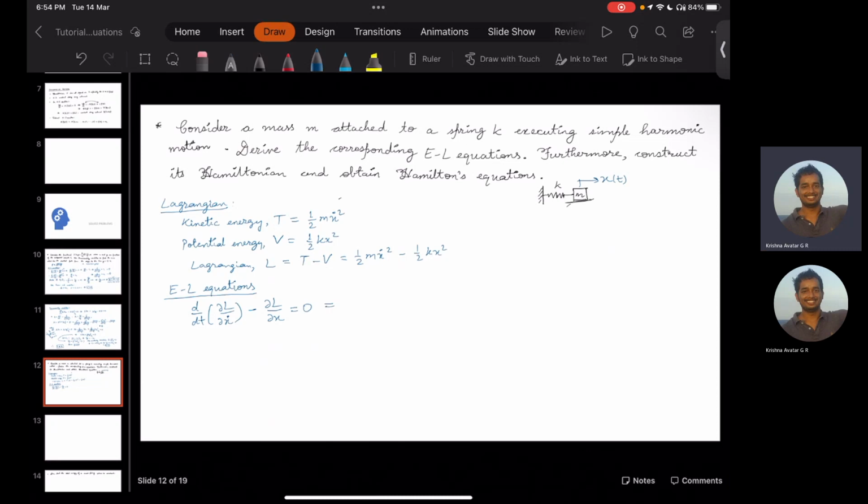And this implies that d by dt of m x dot minus minus kx is equal to 0. This implies that m x double dot plus kx is equal to 0. Fine. So this was our Euler-Lagrange equation. Now let's construct its Hamiltonian.